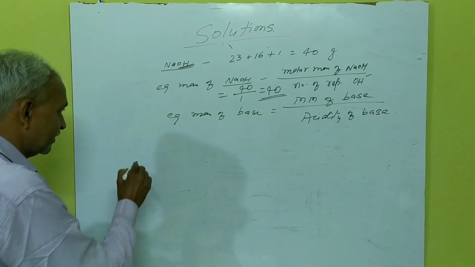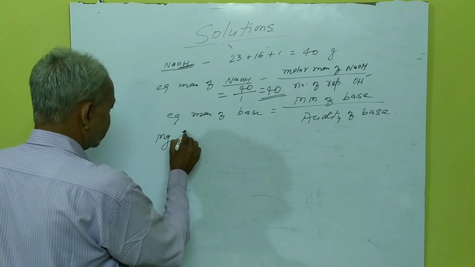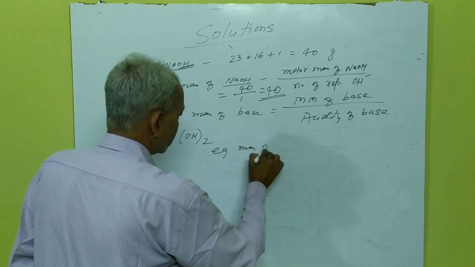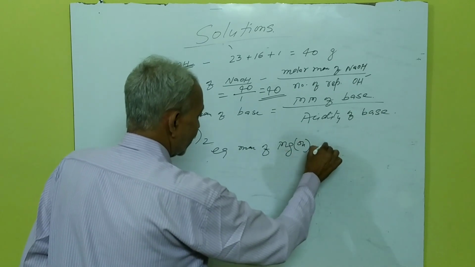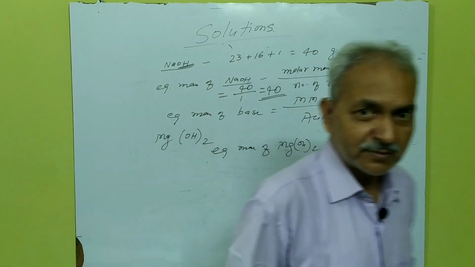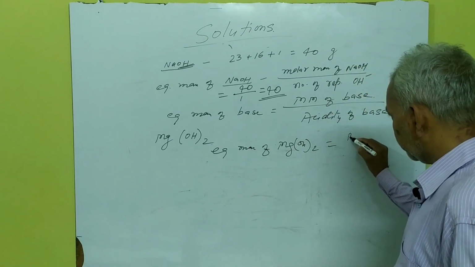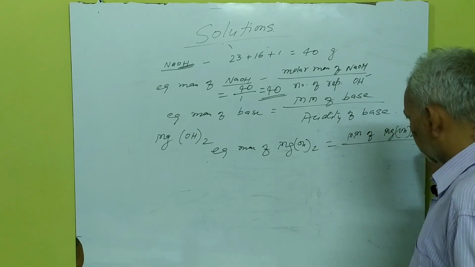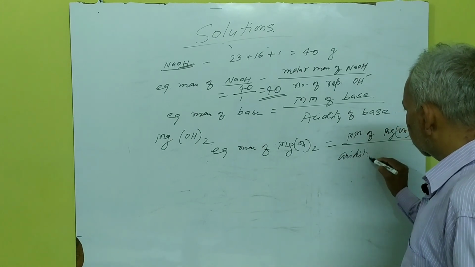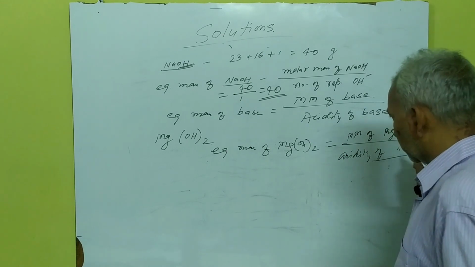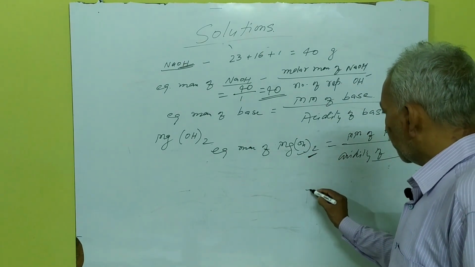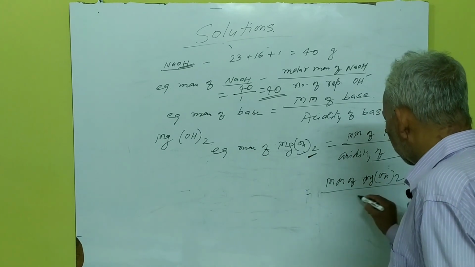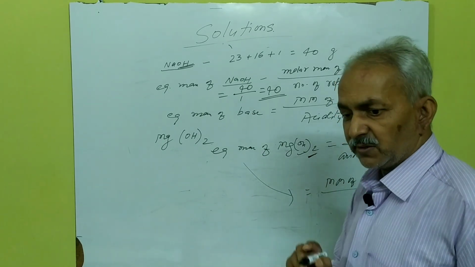For another example, if we have magnesium hydroxide, calculate the equivalent mass of magnesium hydroxide. What do we have to do? We have to calculate the molar mass, right? I am writing the molar mass of magnesium hydroxide, Mg(OH)2, and divide by the acidity of magnesium hydroxide, which is 2 here, as in OH twice. So the molar mass of magnesium hydroxide divided by 2 will be the equivalent mass of magnesium hydroxide.